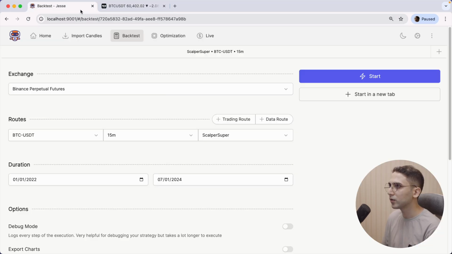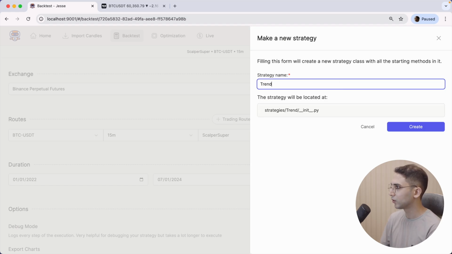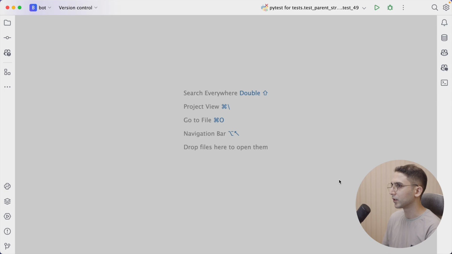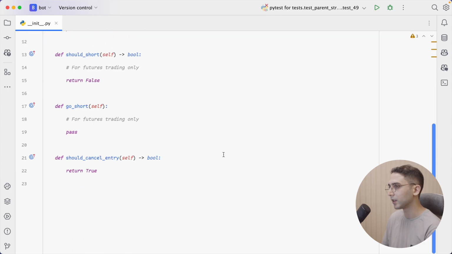So now let's go to Jesse and create a new strategy. I'm going to name it Trend Swing Trader. Now, if I go back to my editor and look for it, I will find it here. Right, so this is the code that Jesse just generated for us, and we're going to edit it.